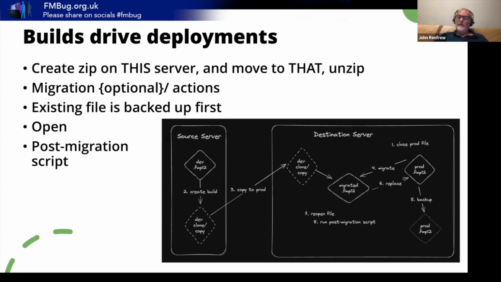On the remote server, it triggers the data migration tool to migrate the data into this clone file. Before anything else then happens, it runs a backup of the production data file, so that if anything goes wrong, you can roll back to where you were just at the start of this process. And then the file that you just filled with data replaces the one that you just backed up. And then it opens it all by itself, and if necessary, runs a post-migration script.